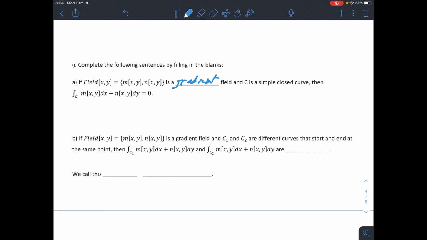And if field equals Mn is a gradient field and C1 and C2 are different curves that start and end at the same point, then those two integrals must be equal. Okay, and that's what we learned earlier. It's called path independence. And why is that important? It's important when you have a really difficult path to parameterize, and you know that it has path independence, you can use a much more simple path of whatever you like.